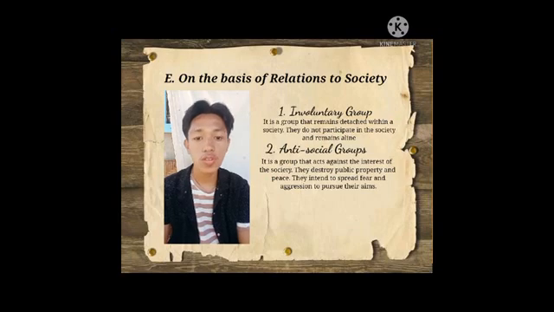Next is antisocial groups. It is a group that acts against the interests of society. They destroy public property and peace. They intend to spread fear and aggression to pursue their aims.